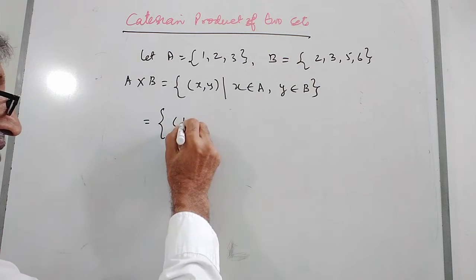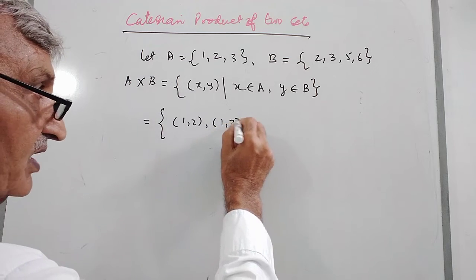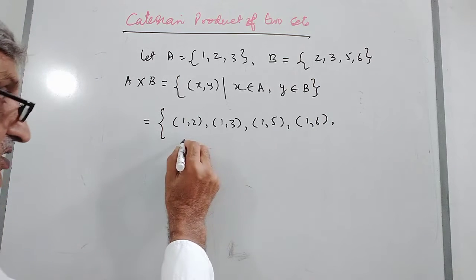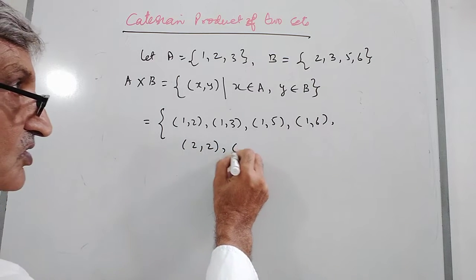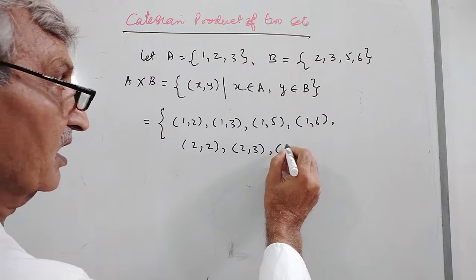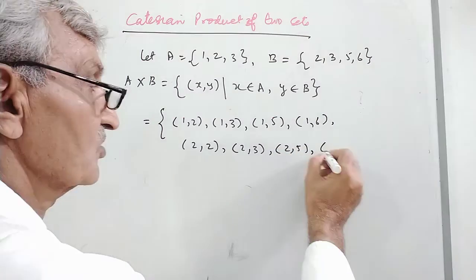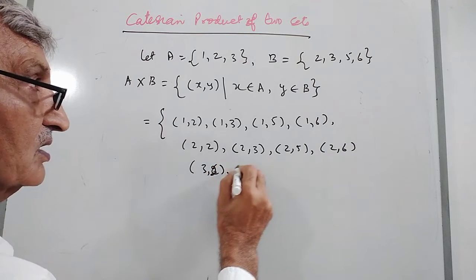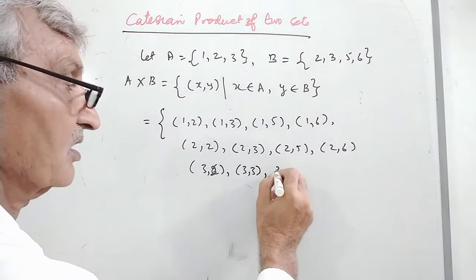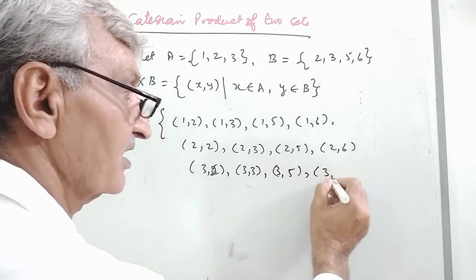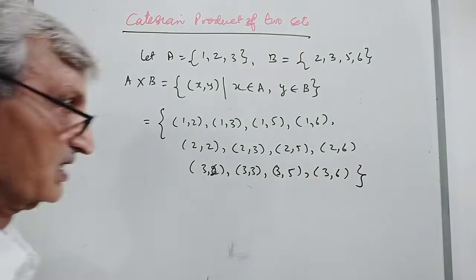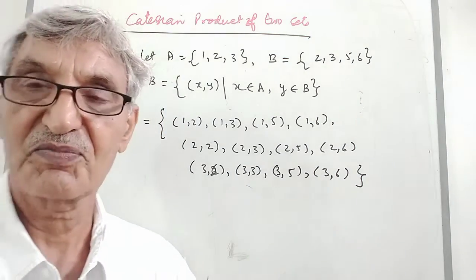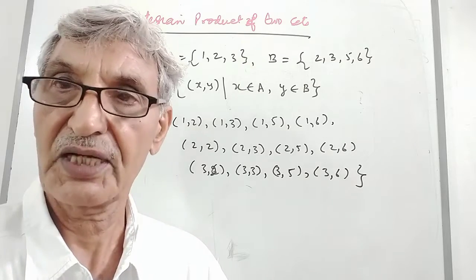This set is (1, 2), (1, 3), (1, 5), (1, 6), naturally (2, 2), (2, 3), (2, 5), (2, 6), (3, 2), (3, 3), (3, 5), (3, 6). This is a set of ordered pairs. When I have the two sets A and B, A cross B can be written like this, right?